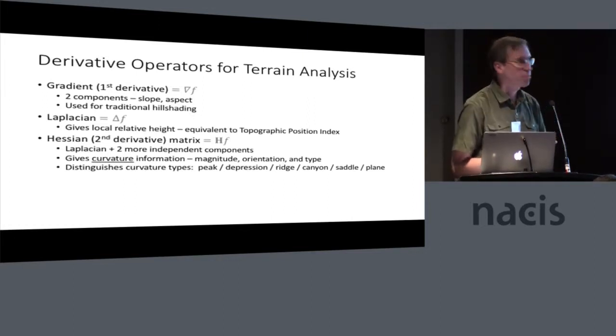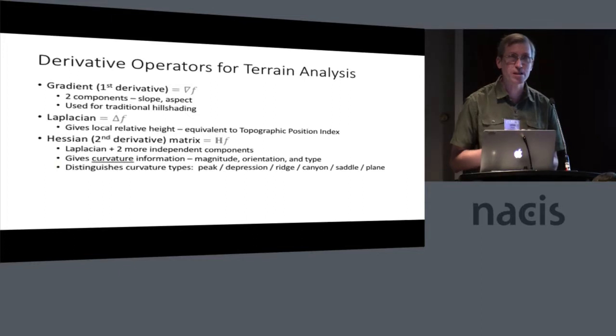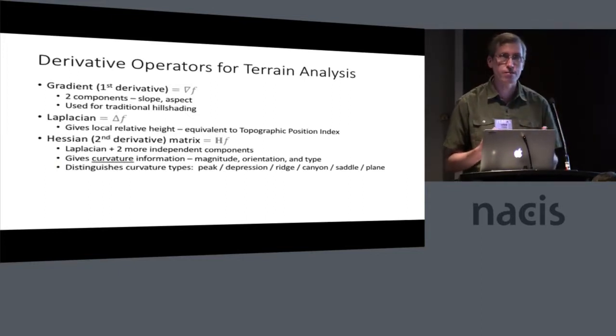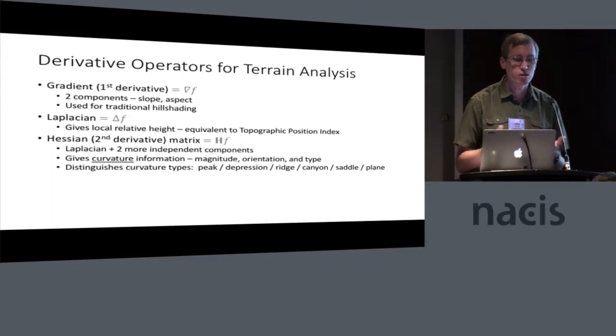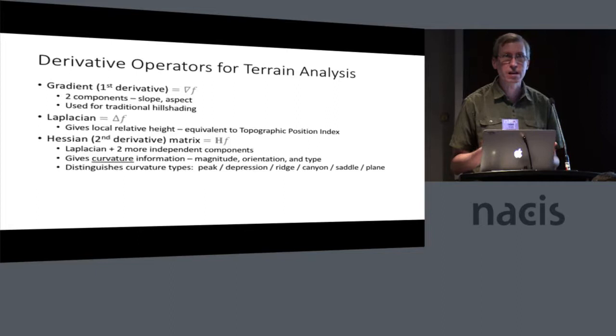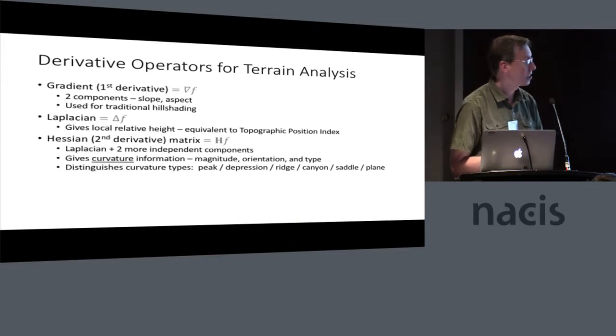And then probably a new vocabulary term for most of you is a Hessian matrix. This is the set of second derivatives, and just as for the first derivatives, the gradient, there are two components which can be represented as slope and aspect. With second derivatives, there are actually three components. The more well-known being the Laplacian, which gives information about whether the terrain is locally convex or concave, and the other two components giving orientation information of a ridge or a canyon, as well as distinguishing the six types of curvature that I have listed here.